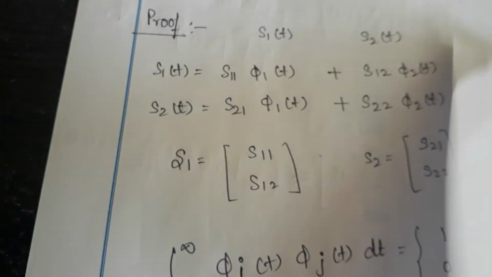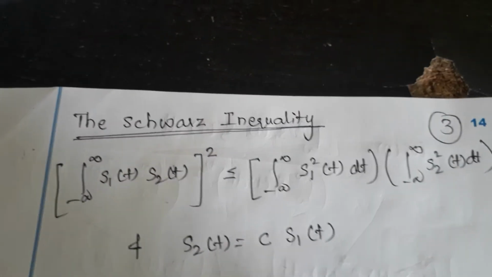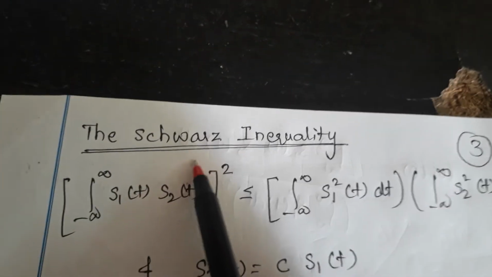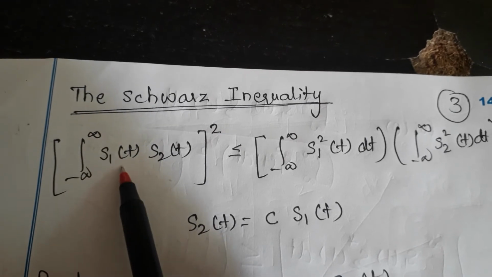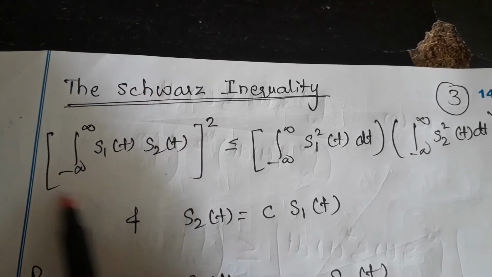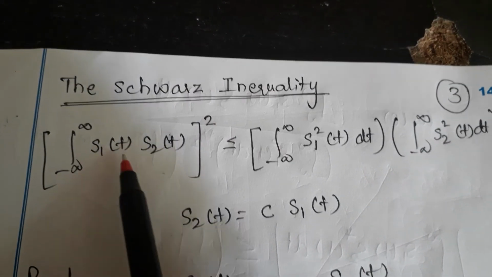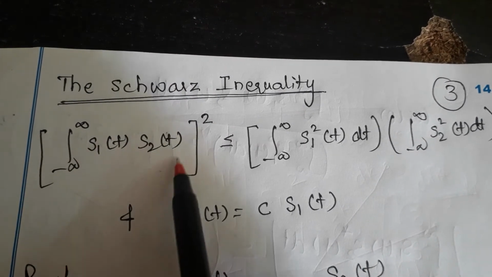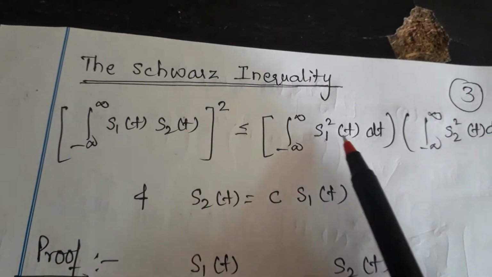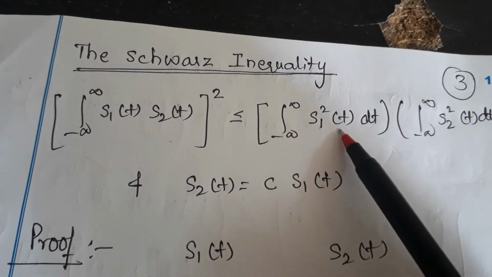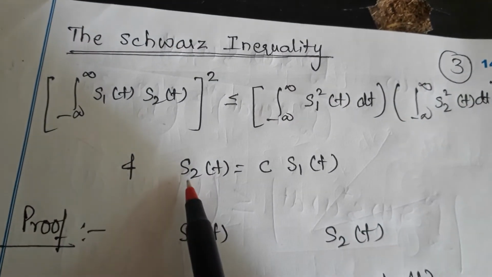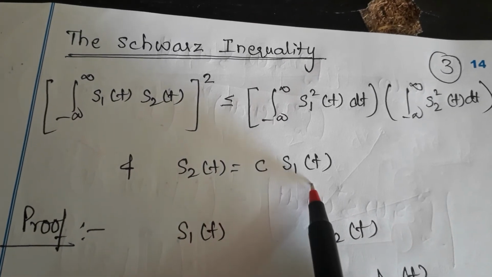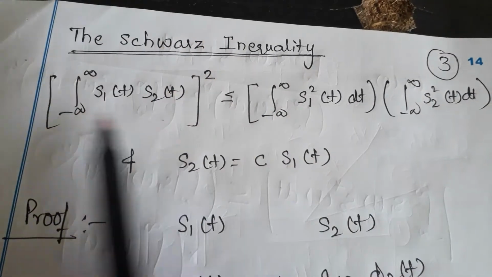Next I am going for the next part, which is the Schwarz inequality. What does the inequality say? The integral from minus infinity to plus infinity of S1(t) S2(t), if I square the whole wave, integrate between S1 and S2, then square, it is less than or equal to the integral of the first energy times the second energy. This is the first energy of the wave, this is the second energy of the wave, and S2(t) is C times S1(t). I have to prove this equation.